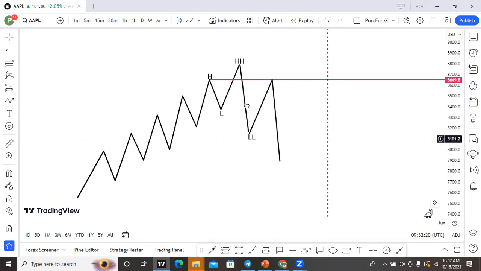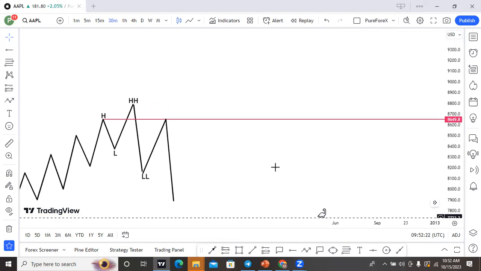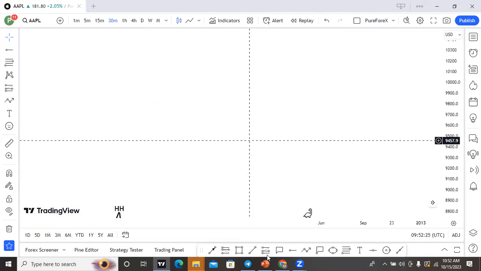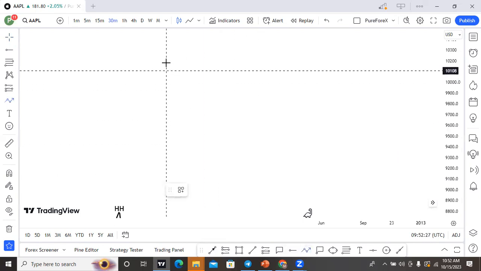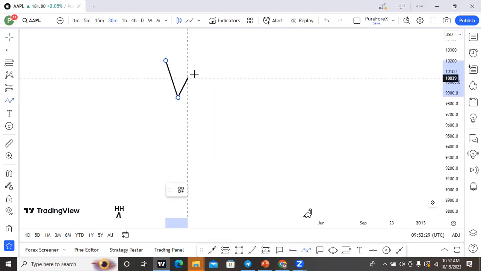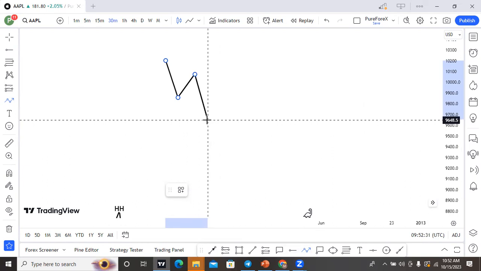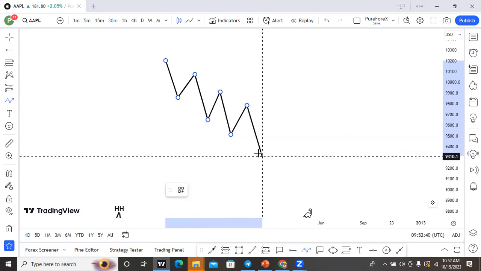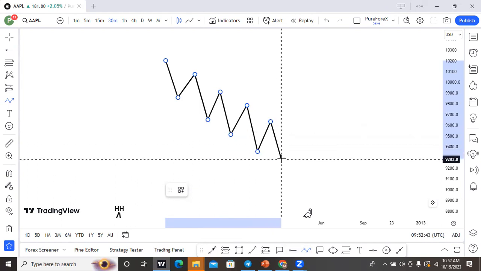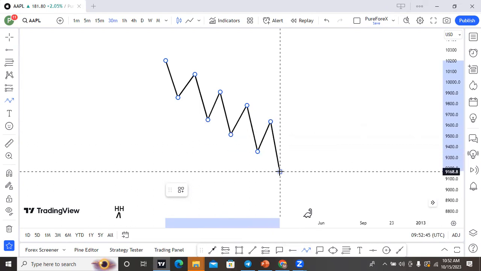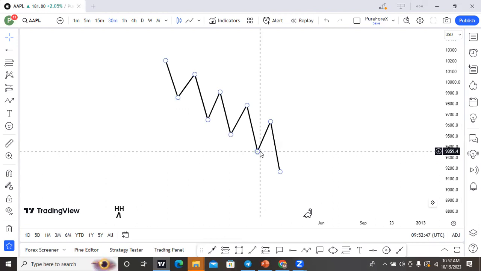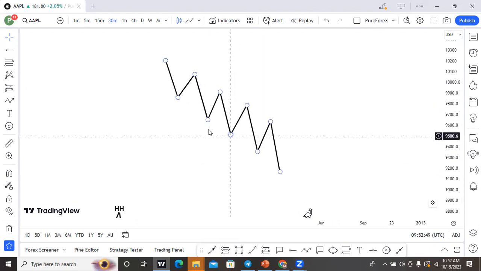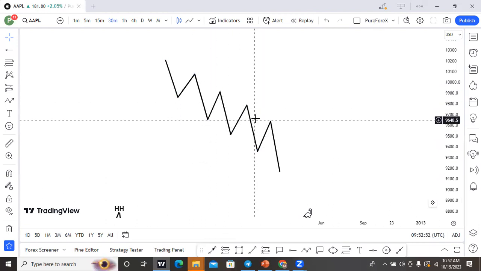So now let's look at an example of a QM arrow for buy. The market was moving in a downtrend. When the market is moving in a downtrend, it will obviously be creating a series of lower highs and lower lows, just like this, respecting the previous lower high while respecting the lower low. So the market will be breaking the lower low while respecting the lower high.